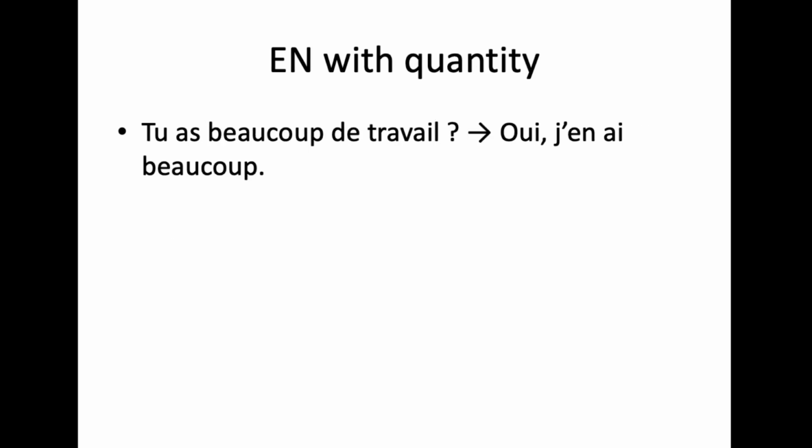So as I told you just before, we always have to put en when we talk about a quantity. If someone asks you, tu as beaucoup de travail? Do you have a lot of work? Oui, j'en ai beaucoup. Yes, I have a lot. So as you can see in French, we cannot say oui, j'ai beaucoup. It's weird. We don't have a real explanation about that, but all the time you want to talk about a quantity, you have to put this pronoun, and the same rule has to be applied there. We have to put the pronoun before the verb, and it's very, very important.